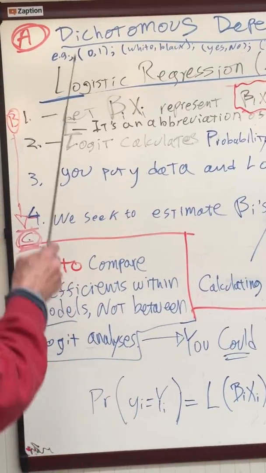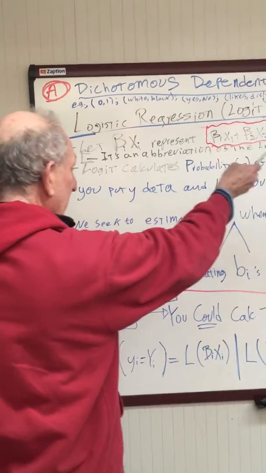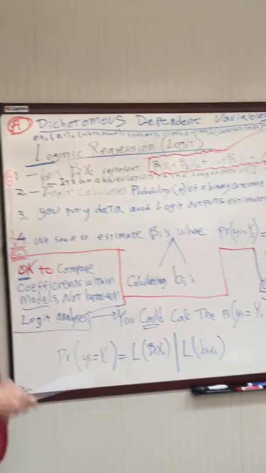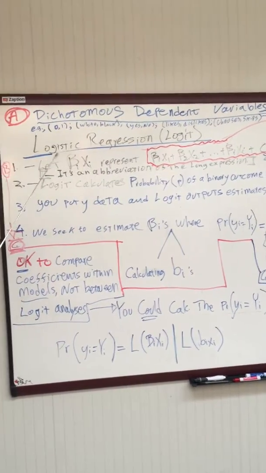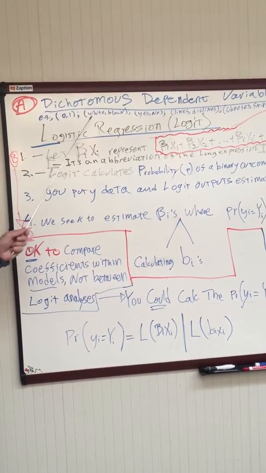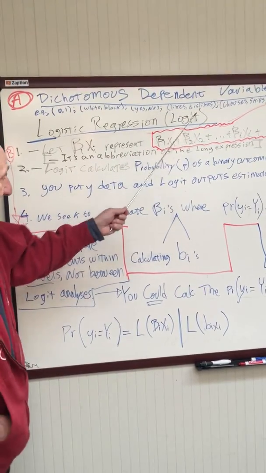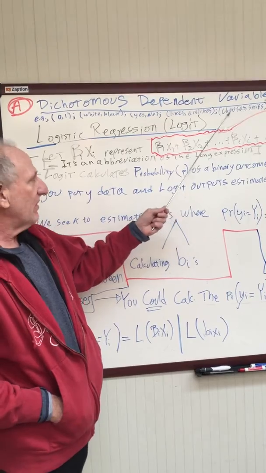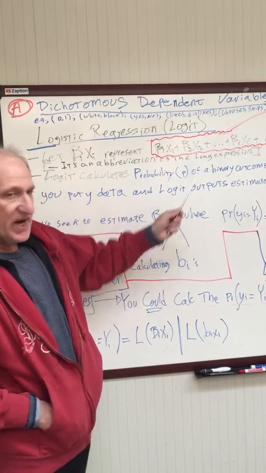So I'm going to start up here: dichotomous dependent variables. In this case, we mean binary variables. Here are some examples. They can take on one or two values, and that's it. For your outcomes, 0, 1, which is how we code them: white, black, yes, no, likes, dislikes, chooses, skips, or probably more commonly, chooses, does not choose.